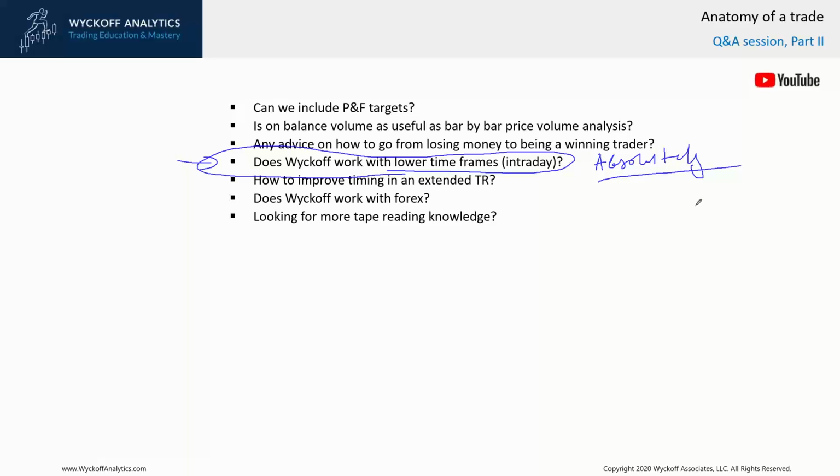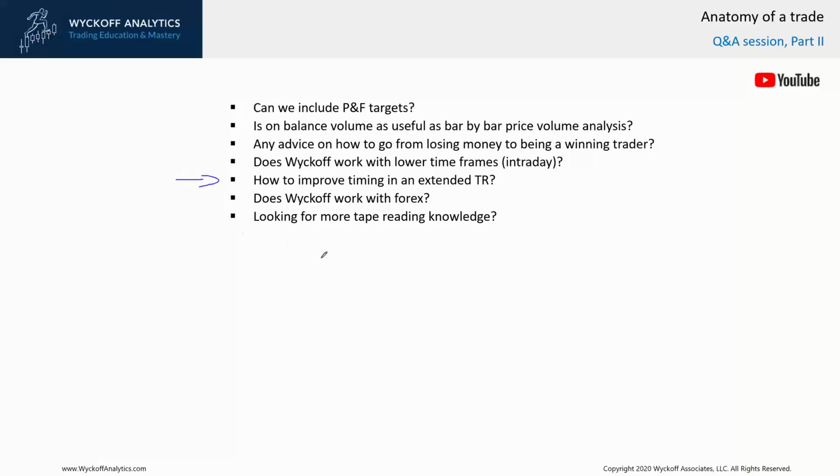You could apply Wyckoff to cryptocurrencies. You can apply Wyckoff to Forex, even though there are some problems with the volume data there and so forth. You could apply the Wyckoff methodology to stock trading, futures trading, different types of time frames. Whenever you have price and volume and time, you basically can use Wyckoff. So yes, absolutely. And check out our previous Anatomy of a Trade episodes. As Franz has mentioned, we've got quite a few episodes on day trading on lower time frames.